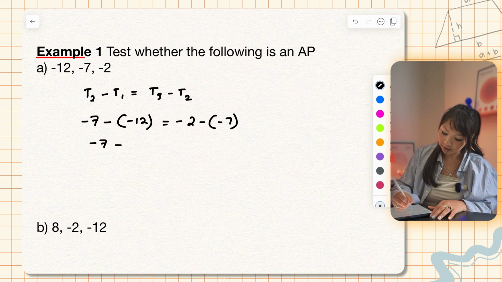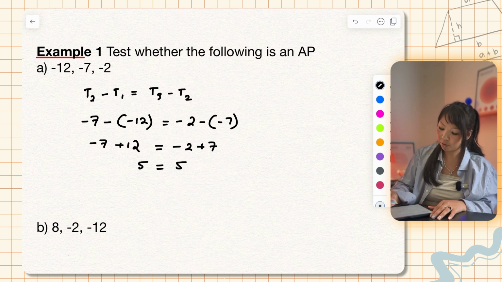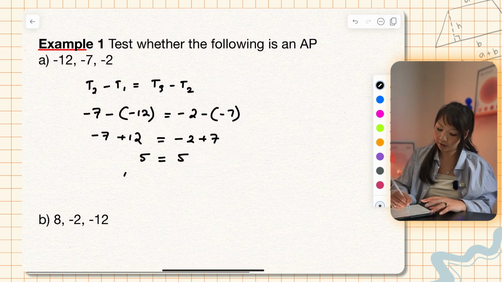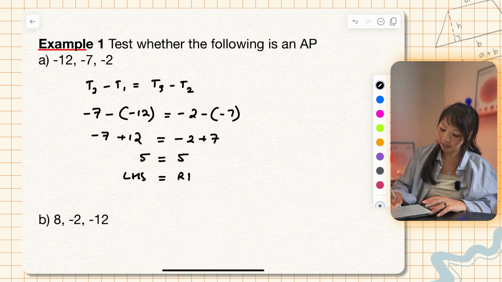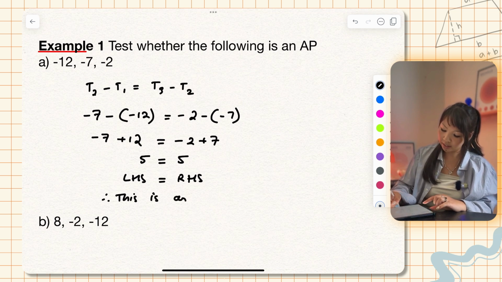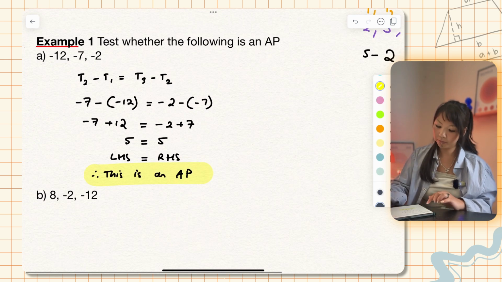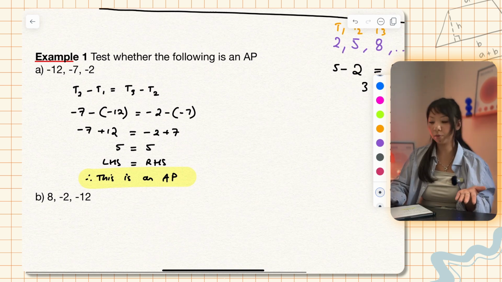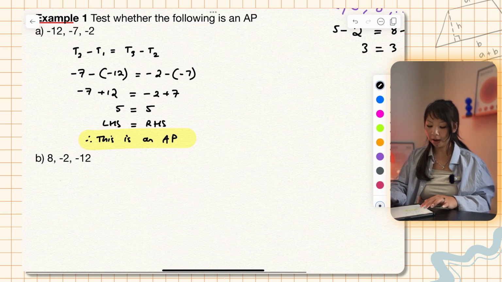So this becomes -7 plus 12 equals -2 plus 7. On the left-hand side, that becomes +5. On the right-hand side, that is also +5. So therefore, since you get LHS equals RHS, we can conclude that this is indeed an arithmetic progression. Wonderful. Very straightforward. So have a go at part B.